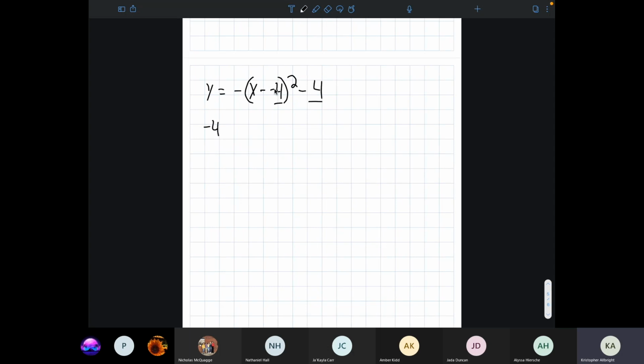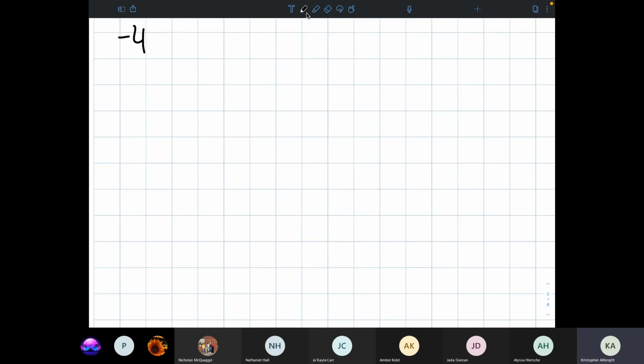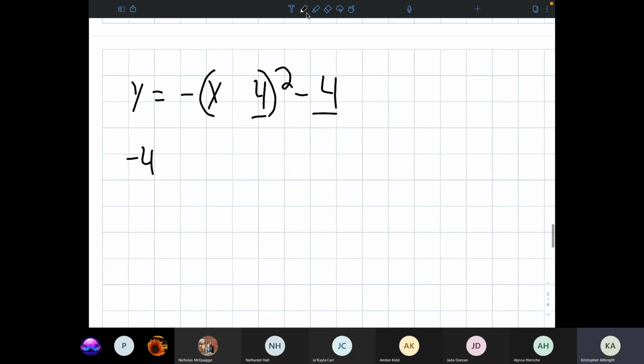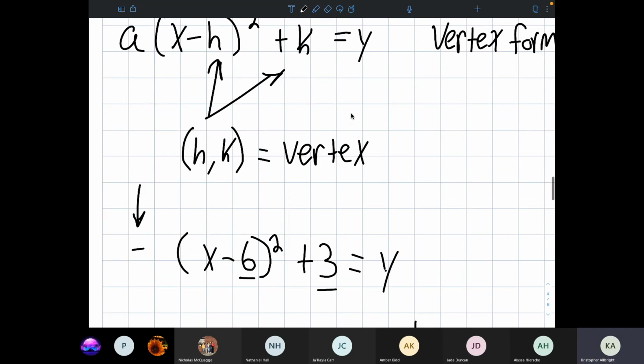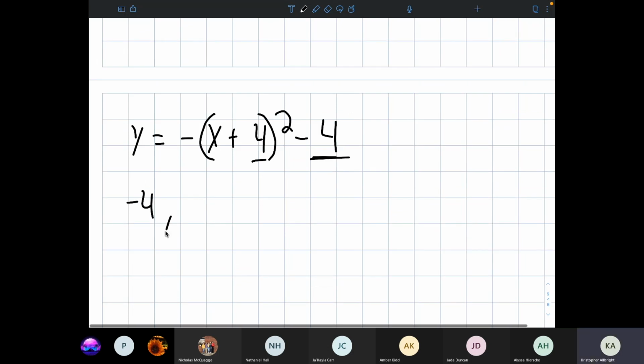So if it's positive, you're pretty much taking the opposite of whatever it says. If this is negative, you're going to take a positive. If it's positive, you're going to take a negative. But here, I believe, yep, you keep the same sign. So we have -4, -4. So this is our vertex.